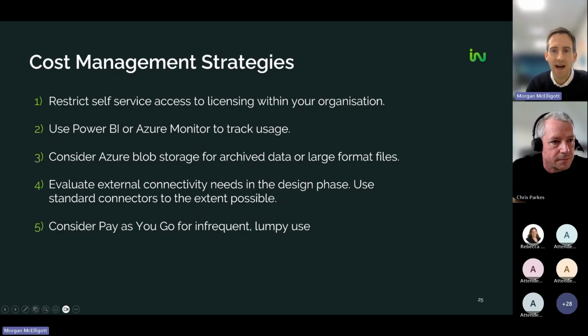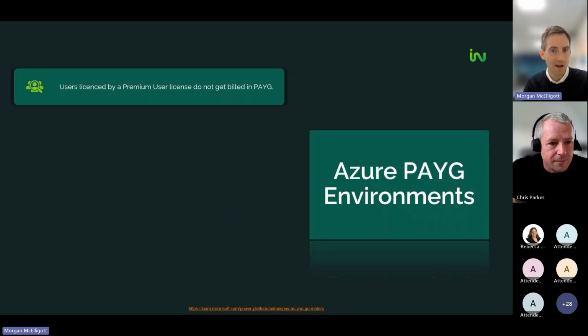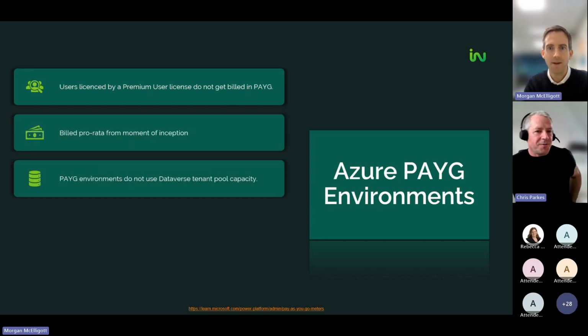And number 5, consider pay-as-you-go, which was recently announced by Microsoft. Where that will work really well is if you have lumpy or infrequent usage. It can be a great option. And Chris, there's a slide here just to quickly cover the new pay-as-you-go model, which we dropped in.